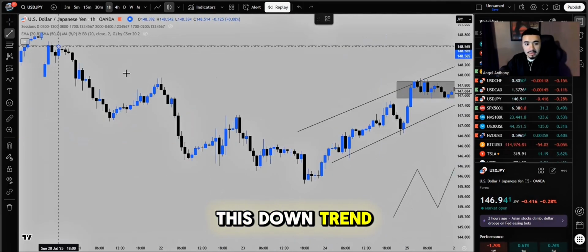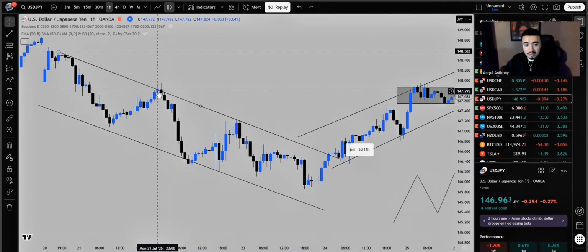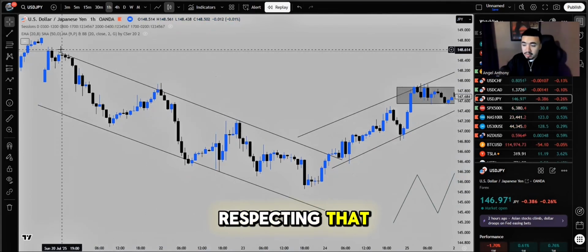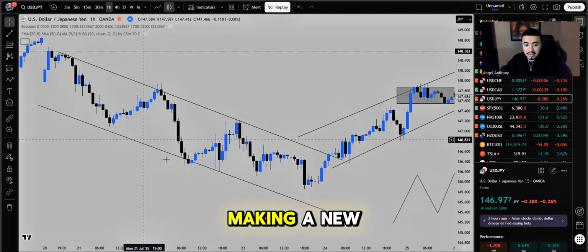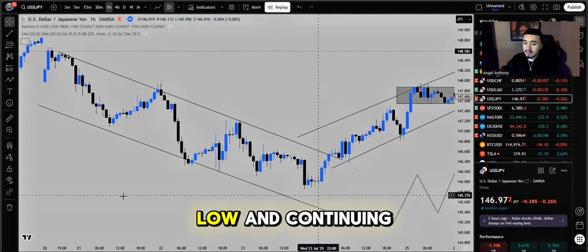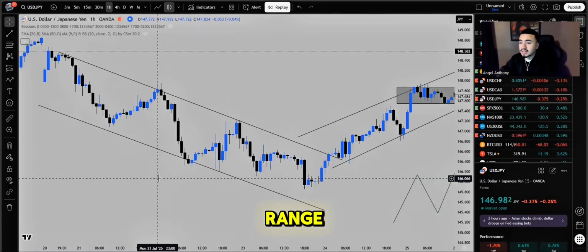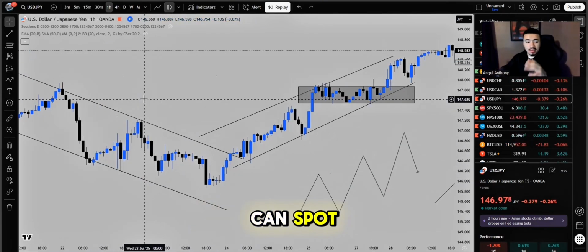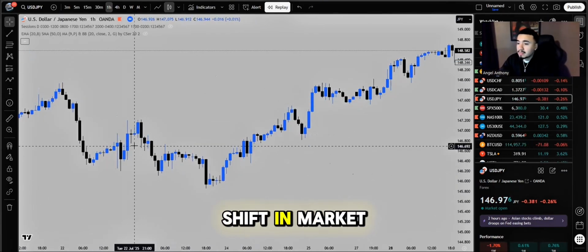This downtrend, lower high, low, this lower high, respecting that previous high, coming down, making a new low and continuing in the down range. That's how you can spot trends and a shift in market structure.